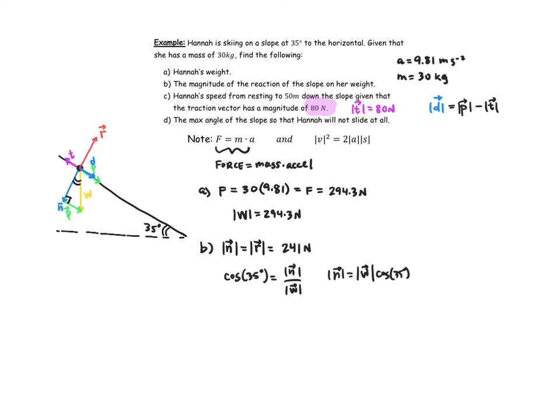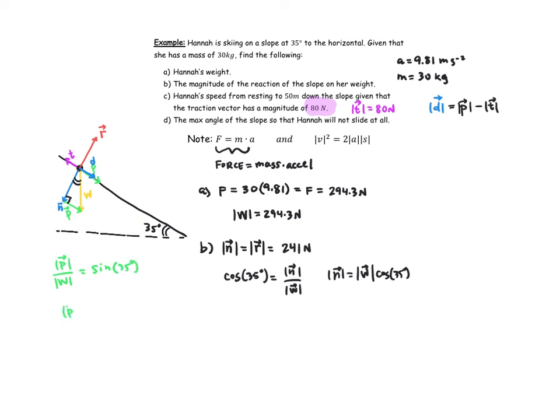Okay, so let's find P real quick. I'm going to do a little bit of the side work over here. Okay, so we can look at this triangle that we have below here again. We know this angle is 35. We know we're looking for the magnitude of P, and we know the magnitude of W. Therefore, I could say that the magnitude of P over the magnitude of W is equal to the sine of 35.